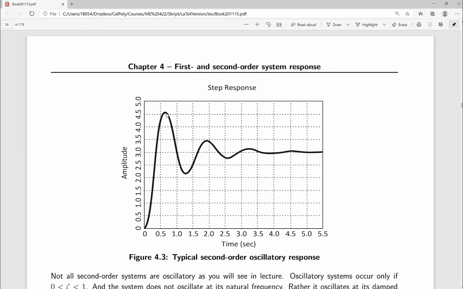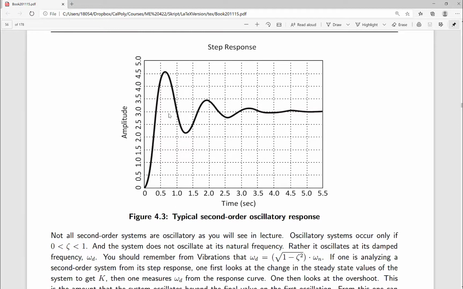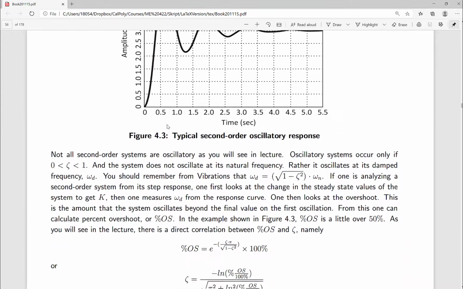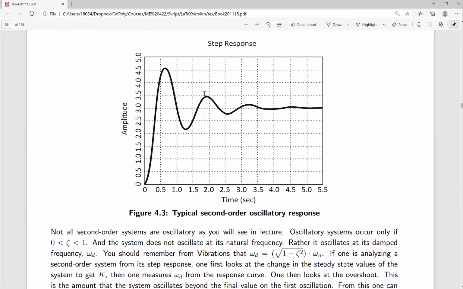The problem with the damped natural frequency is it depends upon omega n and zeta, but the overshoot only depends on zeta. What that means is that if you have an unknown system and you put a step input into it and you get a wiggle like this, you can say, oh, it's got a little over 50% overshoot. Well, I can figure out from that what zeta is. And here's the relationship right here between percent overshoot and zeta.